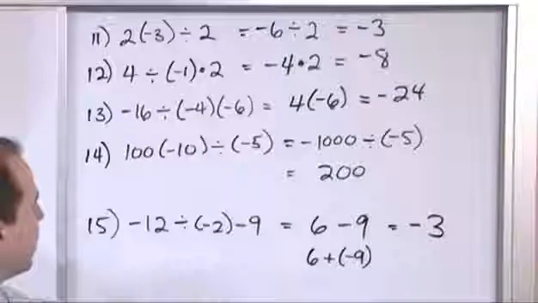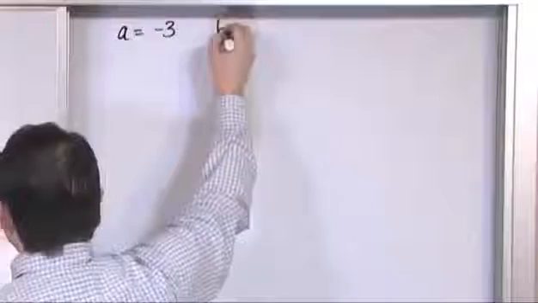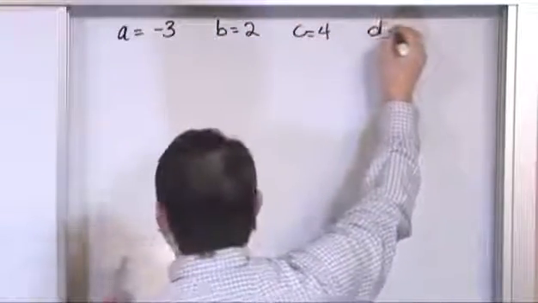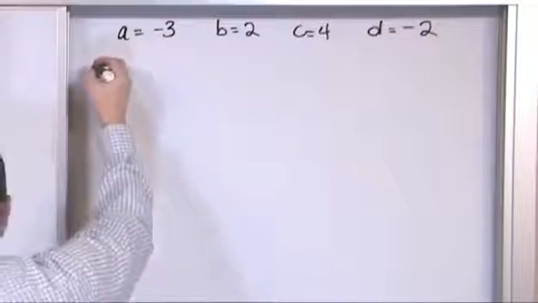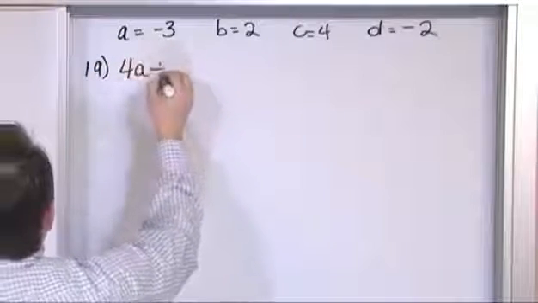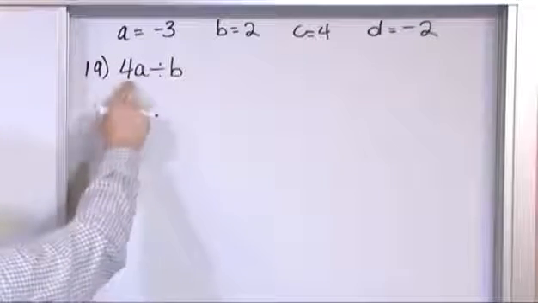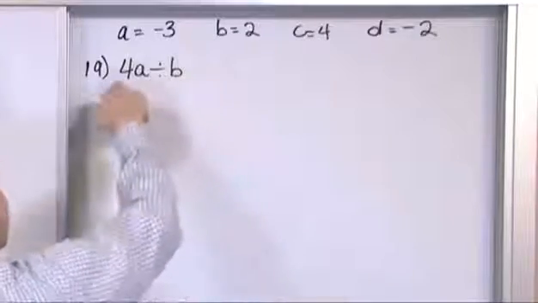All right, so let's go ahead and practice our substitution with our variables. So let's say we had A is equal to negative 3, B is equal to 2, C is equal to 4, and let's say D is equal to negative 2. And let's just work on a few of these things. Let's say we had 4A divided by B. So we have multiplication going on here, 4 times A divided by B. These are at the same level, multiplication and division, so we're going to work left to right.